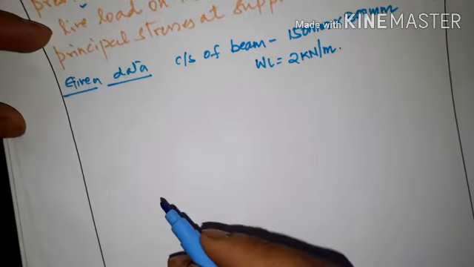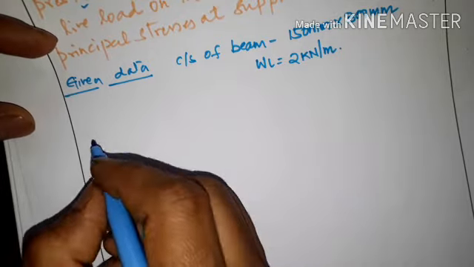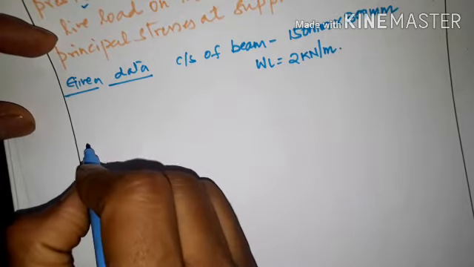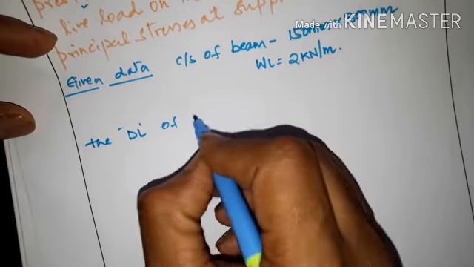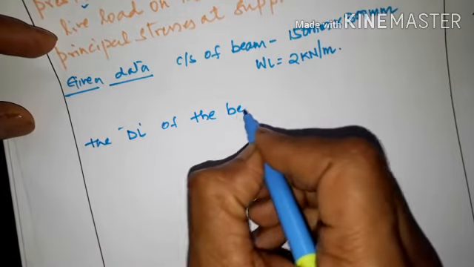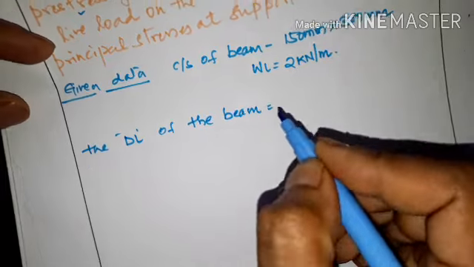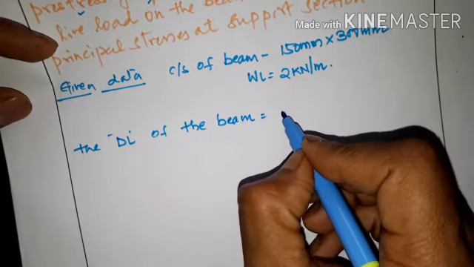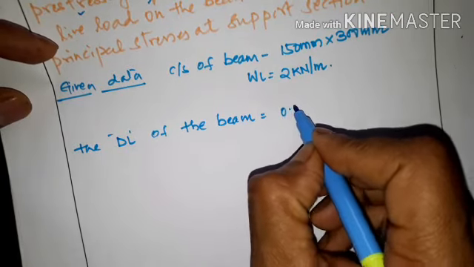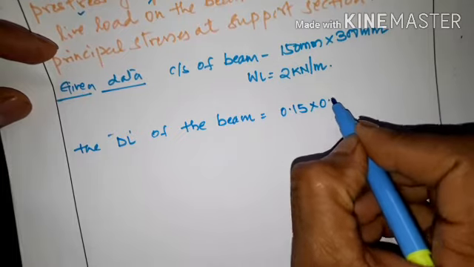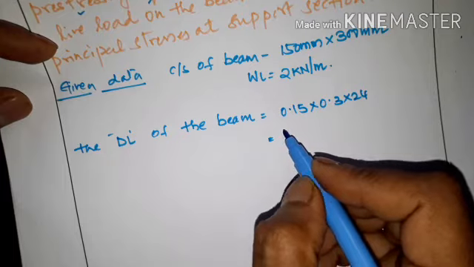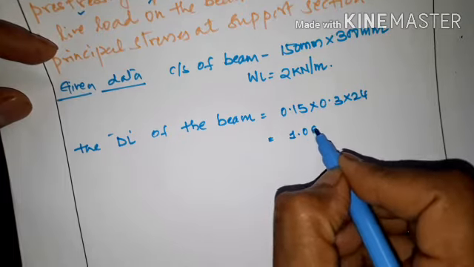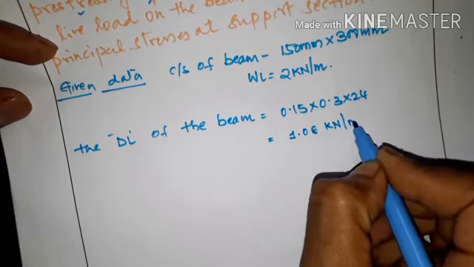So here, first, the dead load of the beam is 0.15 into 0.3 into 24, which is 1.08 kilonewton per meter.